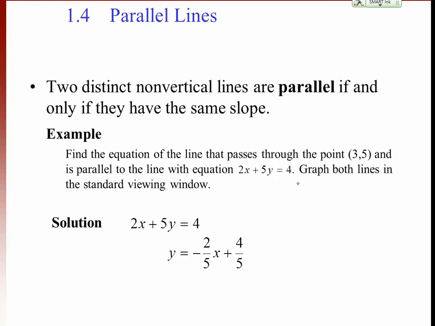But that's not really that great a form to have the equation in, especially when you have to graph it on the calculator. We need to get this into the slope-intercept form, the y equals mx plus b.